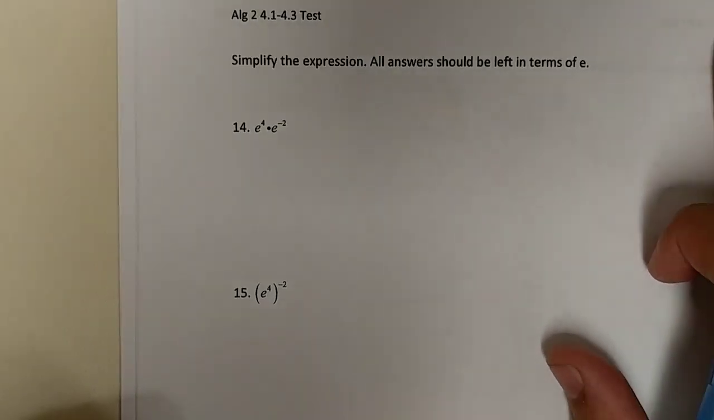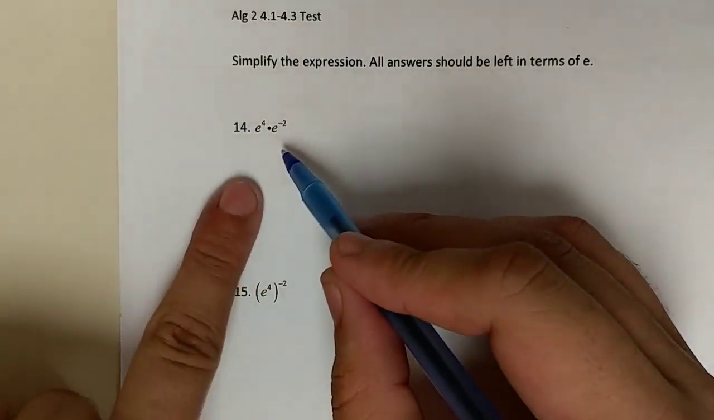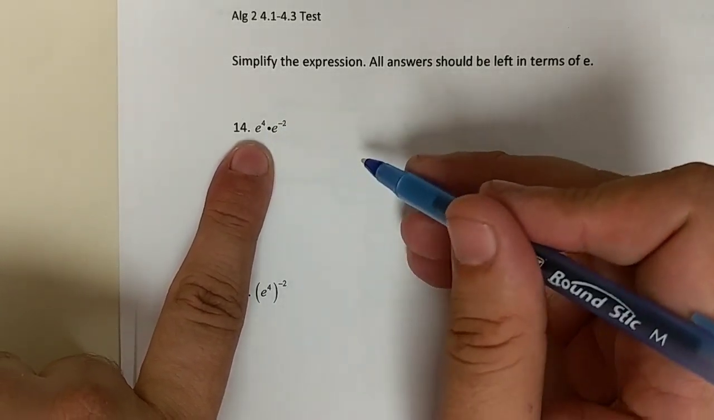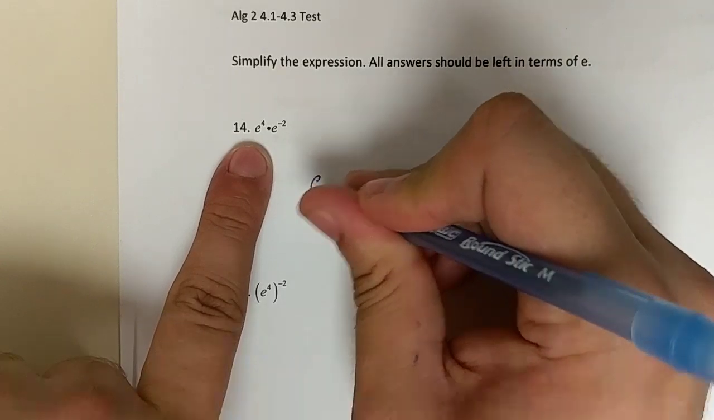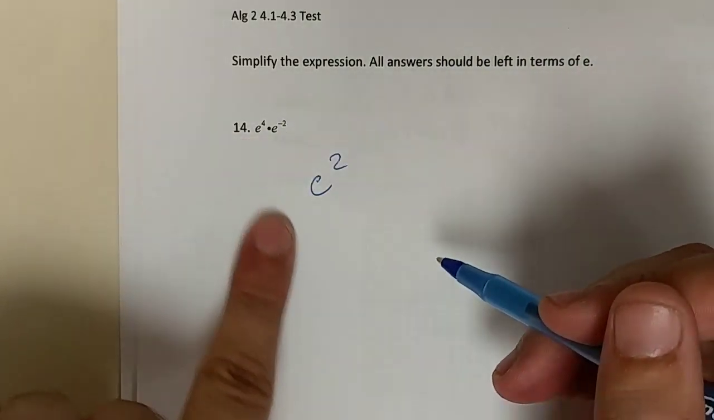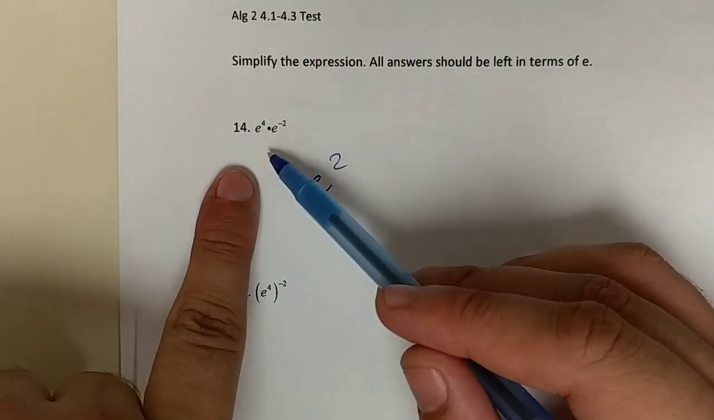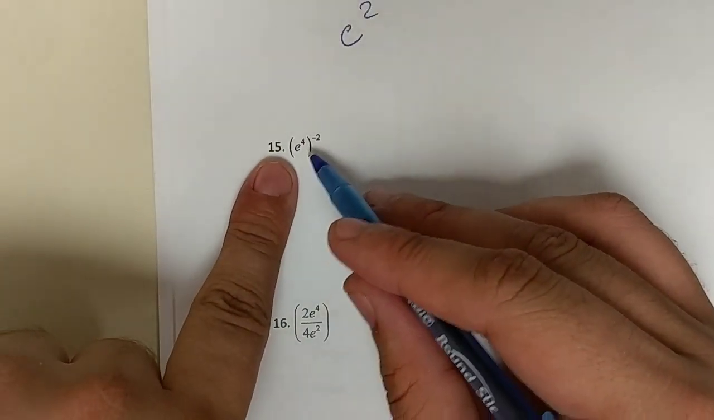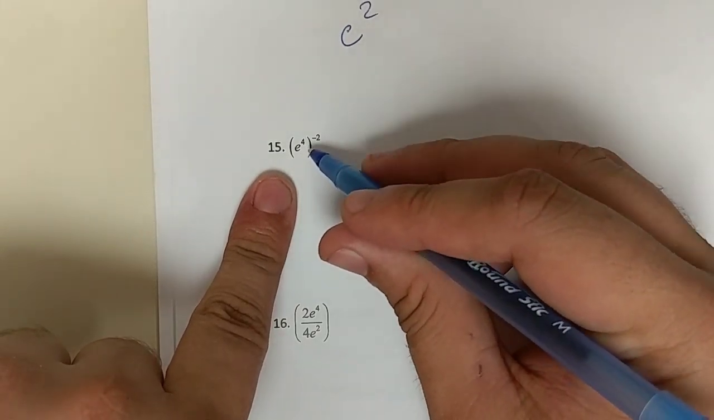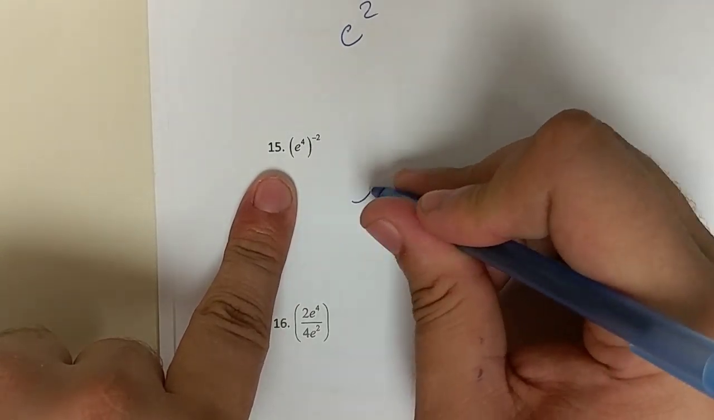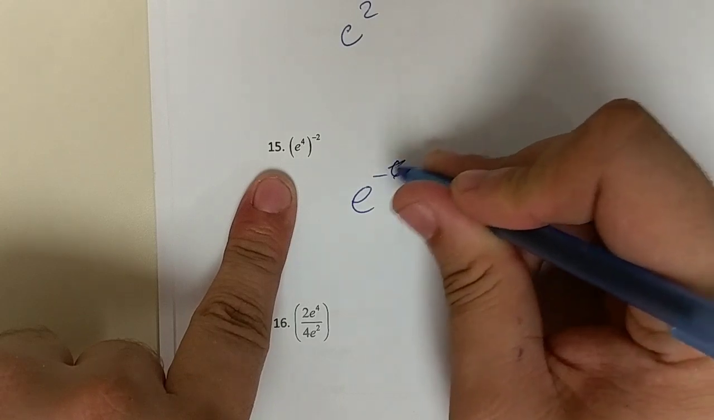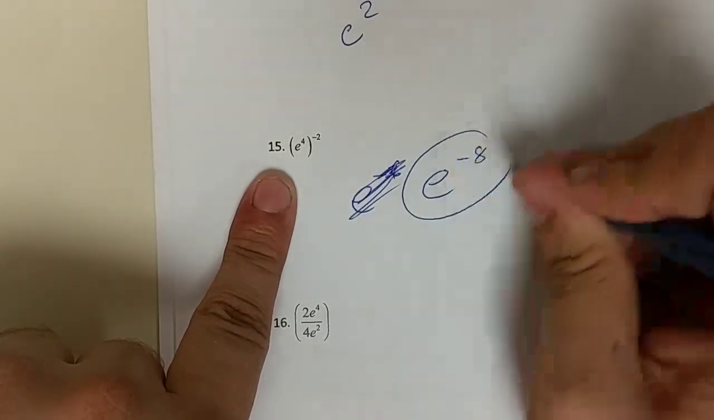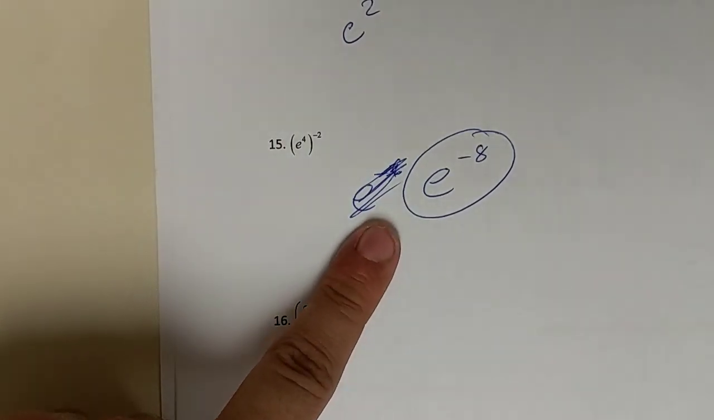All right, simplify the expression. This is our exponent properties. So if you're multiplying, you add. So e to the 4th times e to the negative 2 is e to the 2nd, because 4 plus negative 2 is 2. So e to the 2nd. Hey, we're distributing. So e to the 4th times e to the negative 2 is e to the negative 6. Oh my god, it's multiplication. So it's e to the negative 8. For e, you don't have to move it underneath 1.